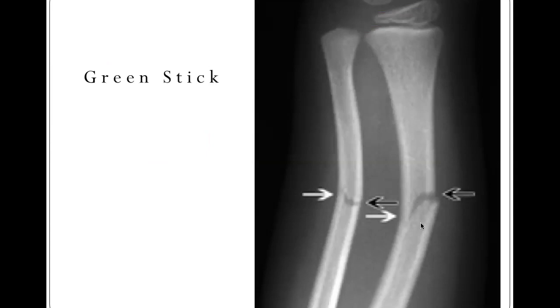But when the bones are still really moldable, still really pliable, when we're in our younger ages, and we all of a sudden have a bending to the bone, it can open up that bone on this one side, but still keep it connected on the other side. And that's our greenstick.